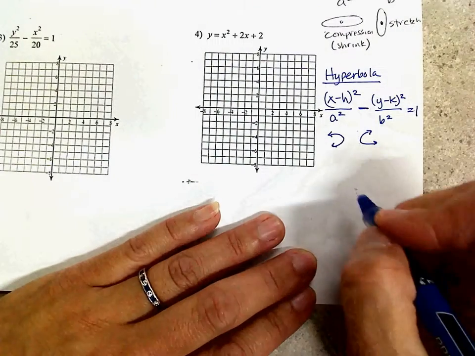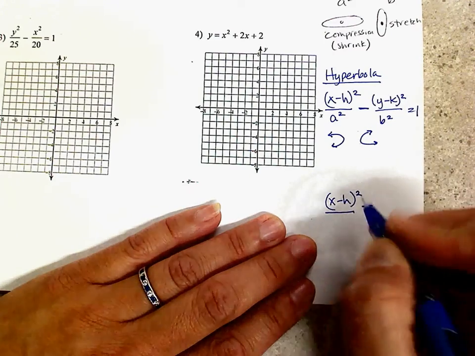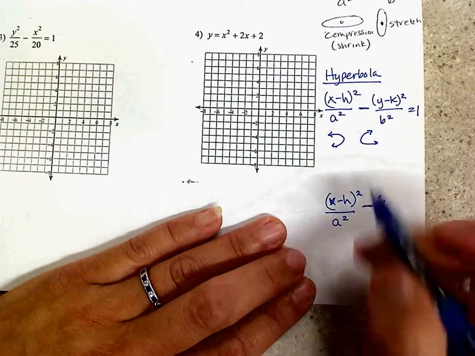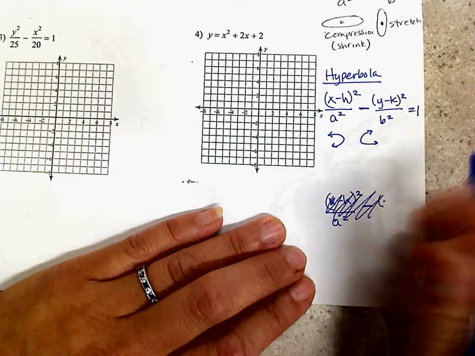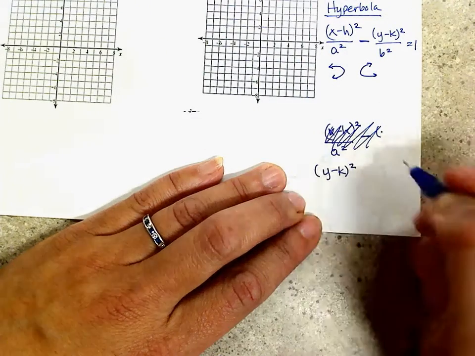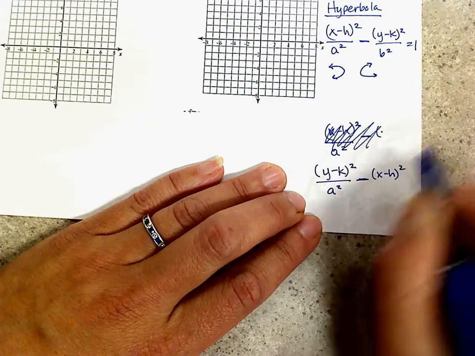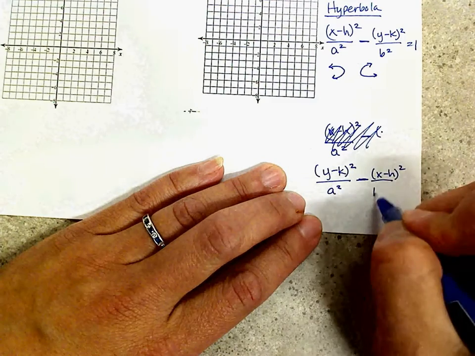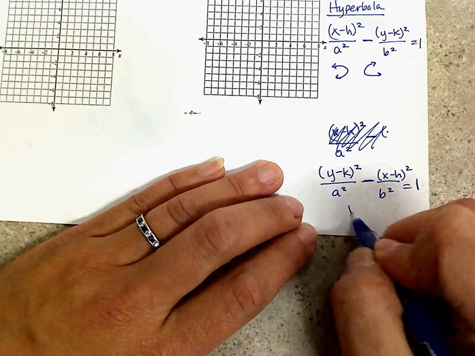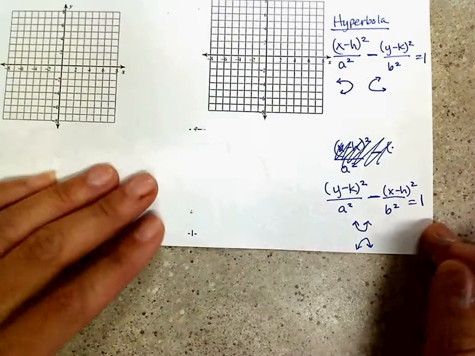Next, the other type of hyperbola. Oops, I meant to write y. I'm so sorry. Let me rewrite this one. All right, here we go. My apologies. y minus k squared over a squared minus x minus h squared over b squared. Notice the x and the y are switched. Equal to 1. Okay? This hyperbola is going to open up and down. So make sure you know the difference in all of these.